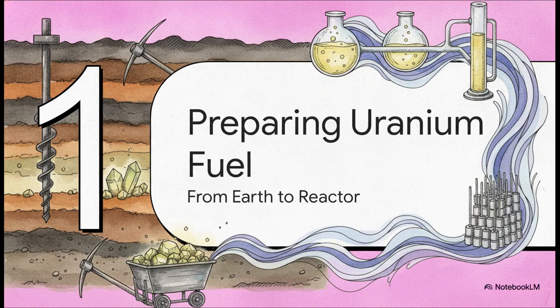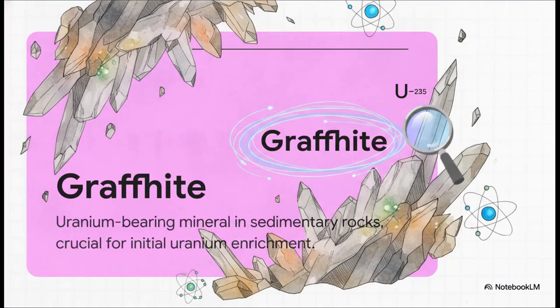Preparing the uranium fuel. You see, you can't just dig up a rock and toss it into a reactor. Our journey actually begins deep in the earth with something called graphite. This is a naturally occurring, uranium-bearing mineral typically found in sedimentary rocks. It's basically this complex mix of uranium and thorium, and it is absolutely crucial for the very first stages of enrichment. We literally have to take this raw ore and figure out a way to coax out a higher concentration of the fissile U-235 isotope hiding inside it.